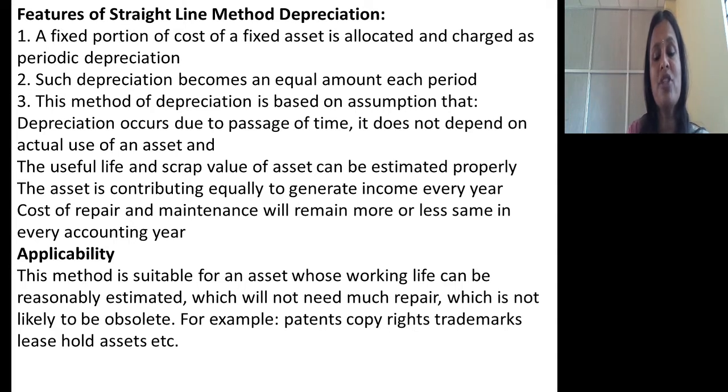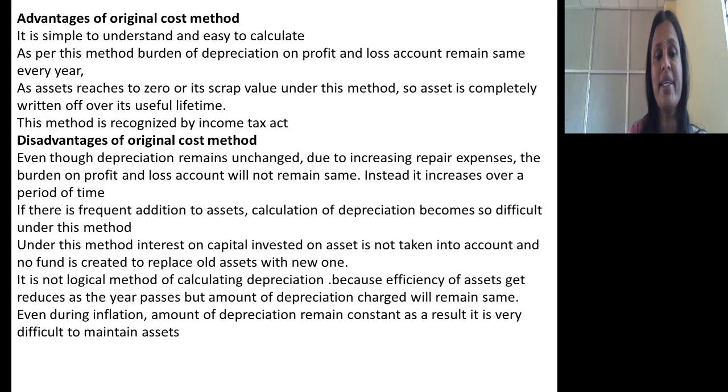Usually, this method of charging depreciation is applicable to those assets whose working life can be reasonably estimated, which will not require so much repair and renewals, and where the obsolescence rate is very low. For such types of assets, we apply this method of charging depreciation. Examples are patents, copyright, trademark, leasehold assets, etc.